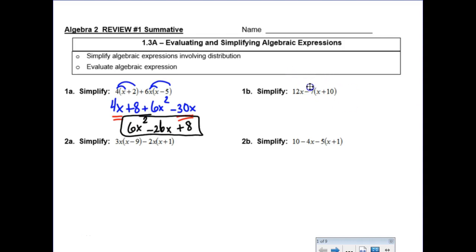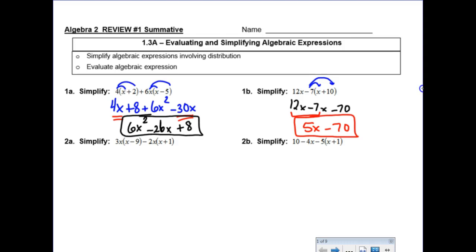Example B is very similar, but this time we're going to distribute a negative 7. So our new problem is 12x minus 7x, and then minus 70 when you keep distributing that negative 7. Again, we're going to collect our like terms right here. So you have a 5x minus 70, and that's as far as we can go on that question. Box it in.